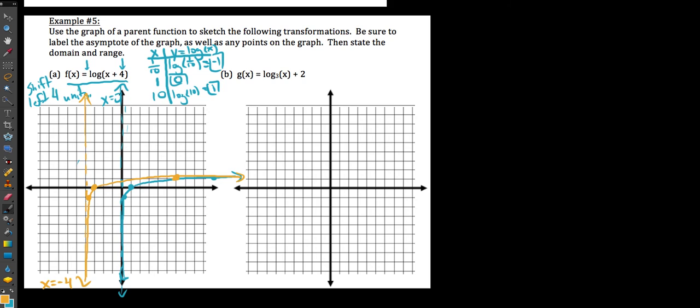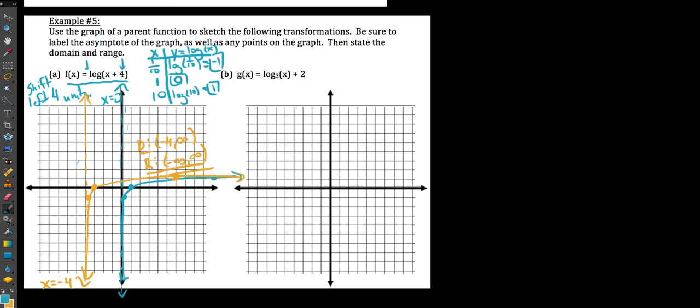So in terms of what I want to state here, I want to state the domain and range of the transformed graph. So its domain is going to be negative 4 to infinity, and its range looks like it goes from negative infinity to infinity. And this is true for all logarithmic graphs. Its range will always be negative to positive infinity.